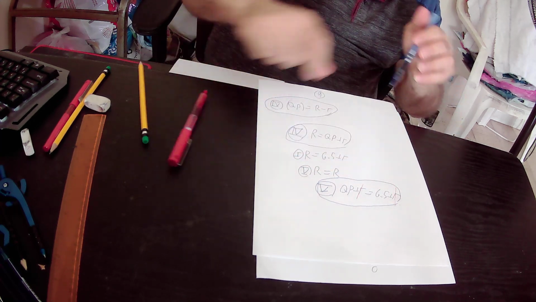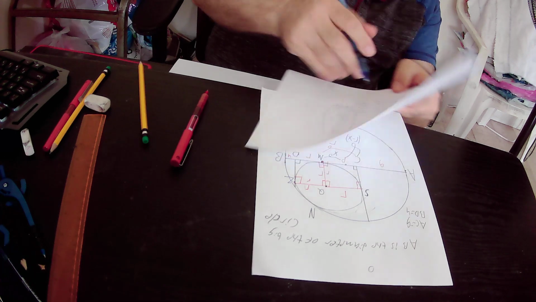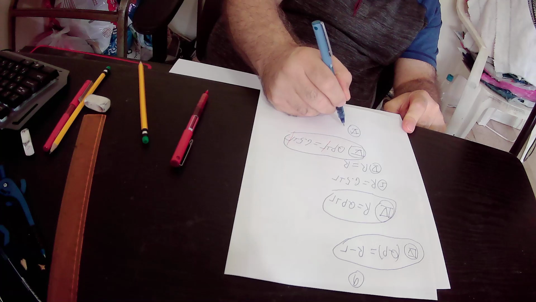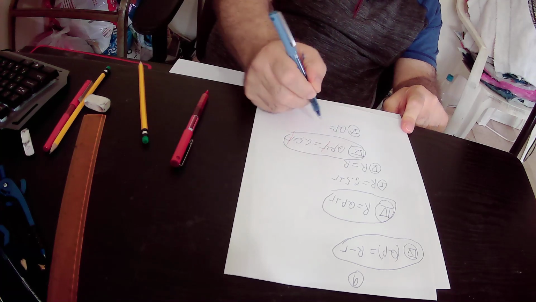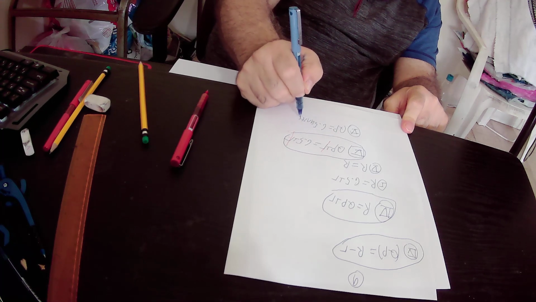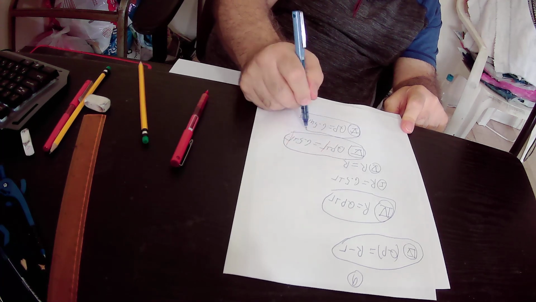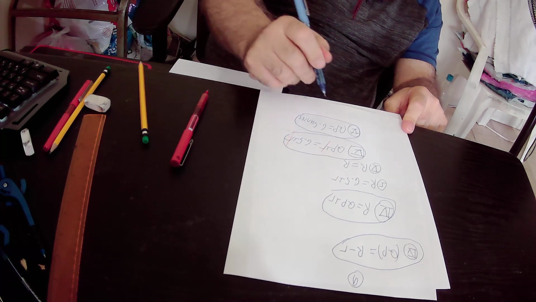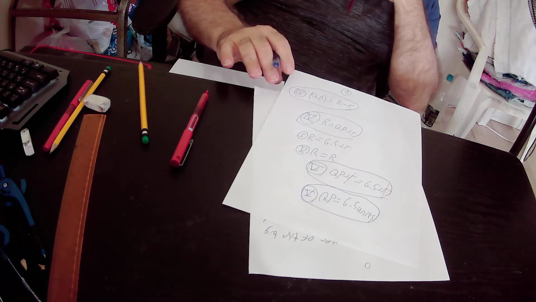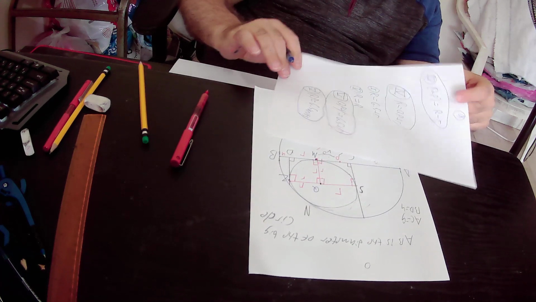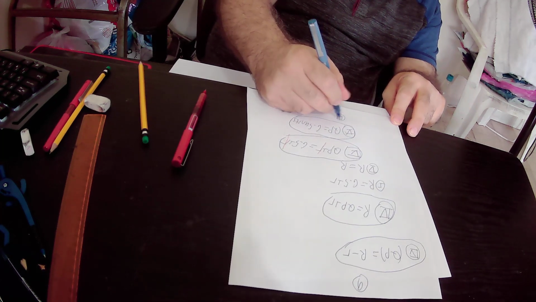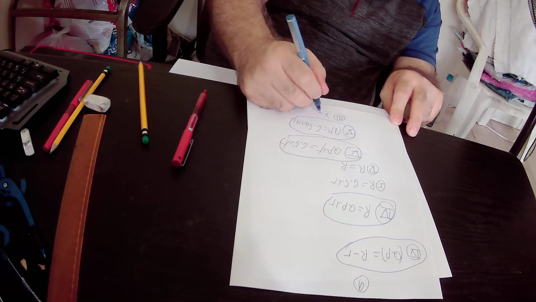We got the value of QP according to equation number 5. QP equals 6.5 units, and we already know, according to equation number 3, that X equals 2.5 units.